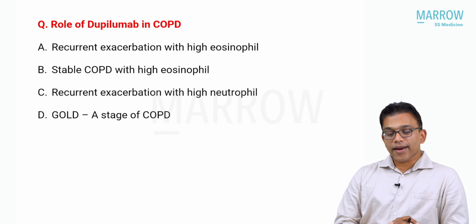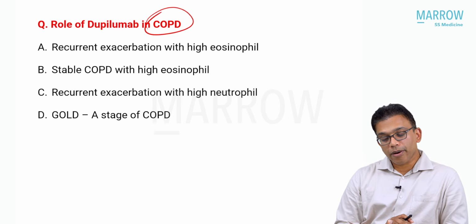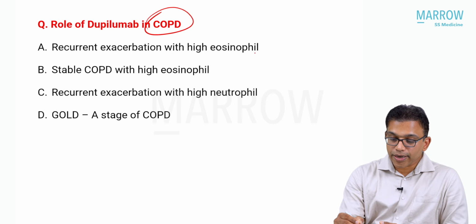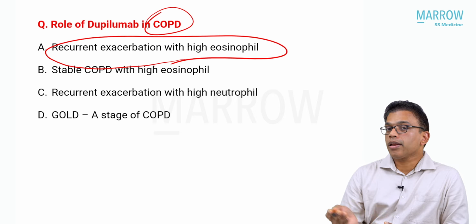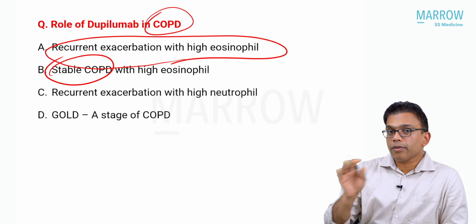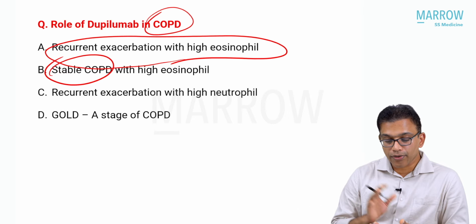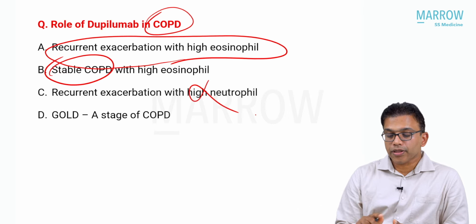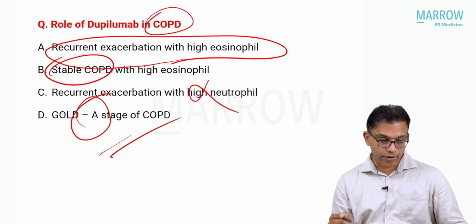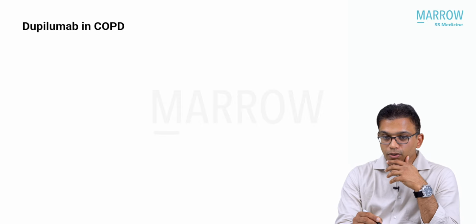Another question regarding dupilumab in COPD: what is its role? Recurrent exacerbation with high eosinophil count is the one which may benefit from dupilumab. It requires more and more evidence anyway. In stable COPD, there is no requirement for dupilumab because it is costly, it is an injection, and the patient is stable. Why do you want to give him injections? Recurrent exacerbation with neutrophils, not much role, or if there is a role, it has to be proven beyond doubt. GOLD A stage, no role for monoclonal antibodies. That is dupilumab in COPD, as mentioned in the recent GOLD guidelines also.